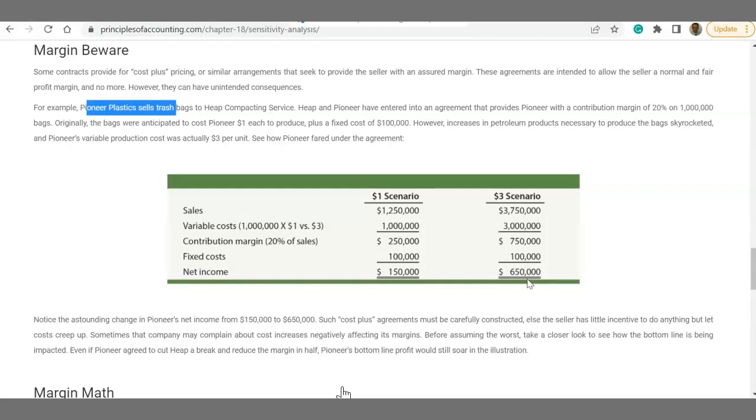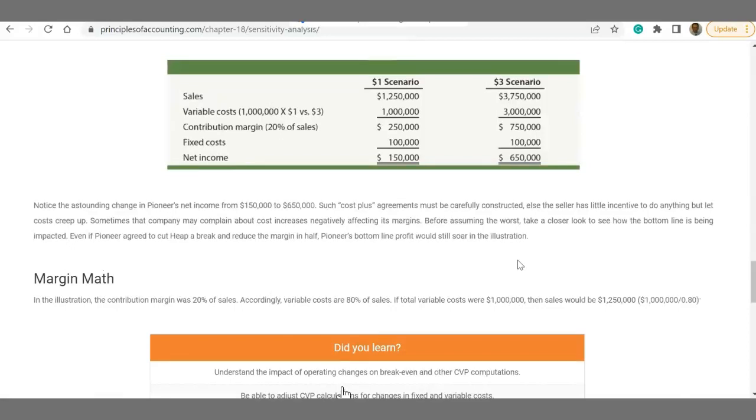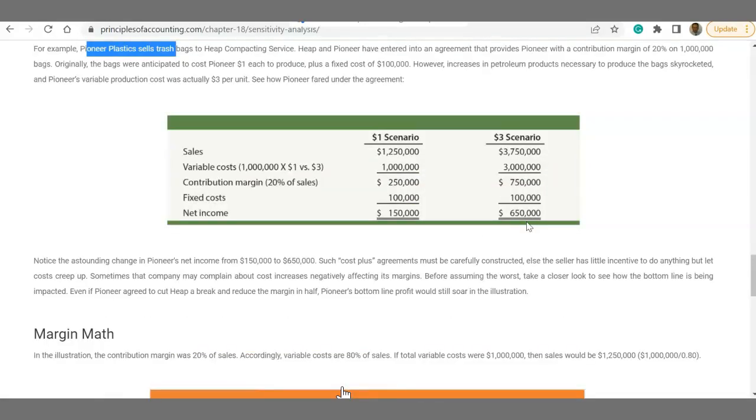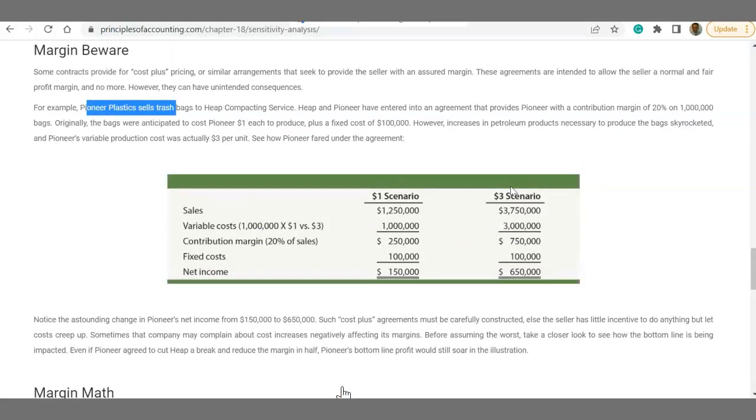So all of a sudden, the seller was so lucky because he was making a big amount of money because of this agreement. Now, imagine the company agrees to have just a 10% contribution margin. Still, the bottom line, the net income, will be much higher than the original scenario. So where you make an agreement with a company based on a contribution margin guarantee price, that might change the scenario if future variable cost increases, and an increase of petroleum cost is a very common subject in economy.